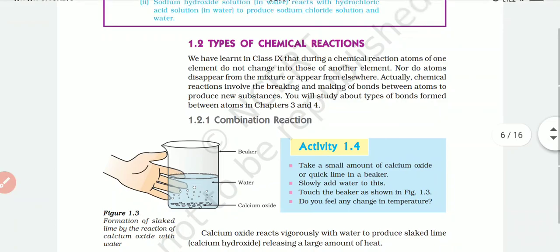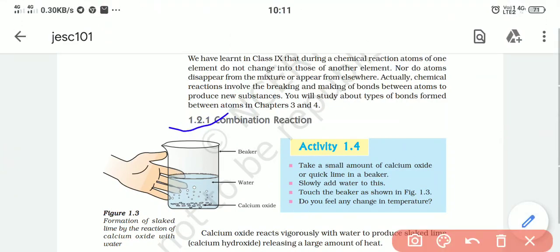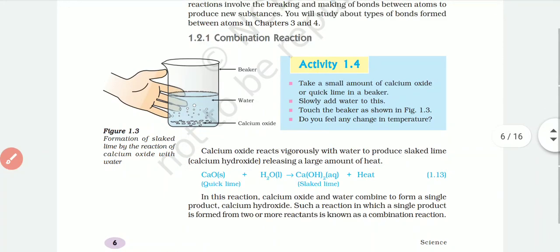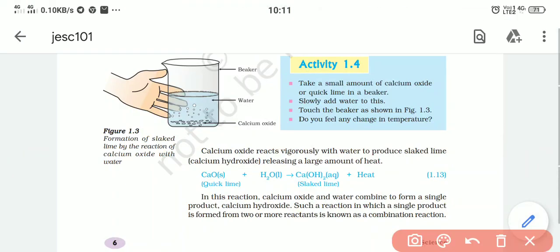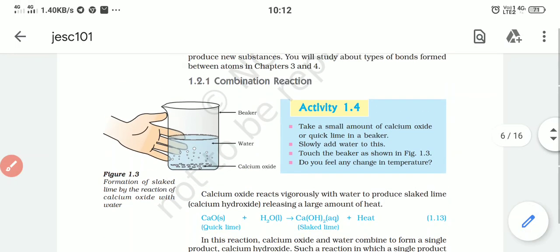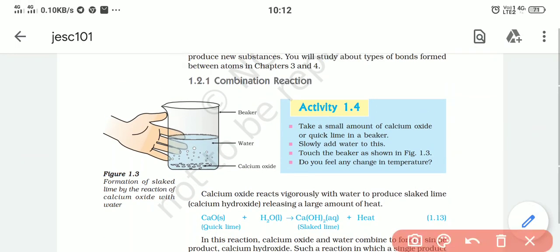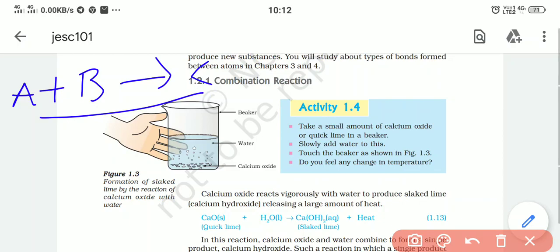So our first type is combination reaction. What is a combination reaction? A combination reaction means when two reactants combine to form a single product. Remember the general equation of a combination reaction: A plus B gives C. If two reactants combine and form a single product, such a reaction is known as a combination reaction.